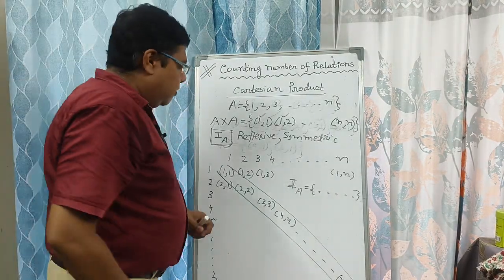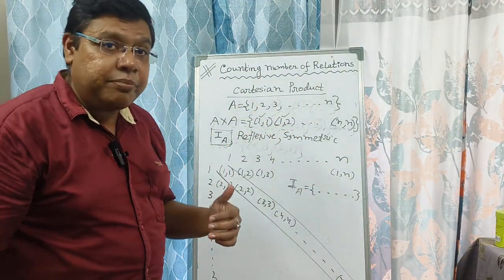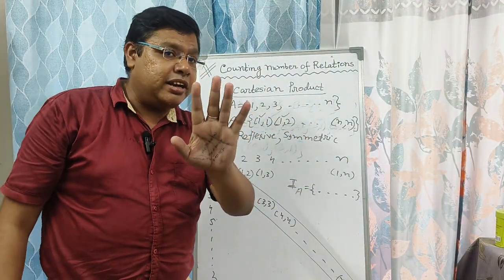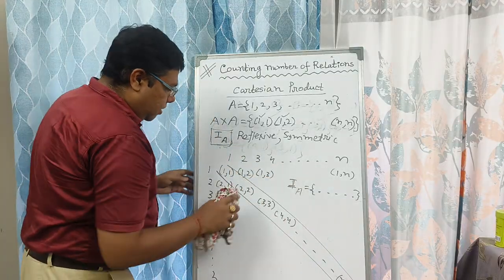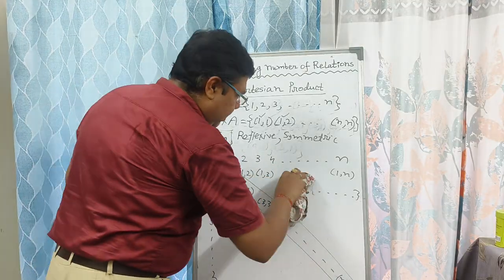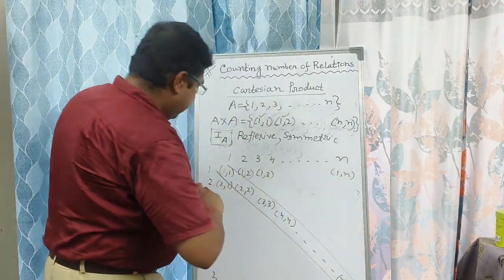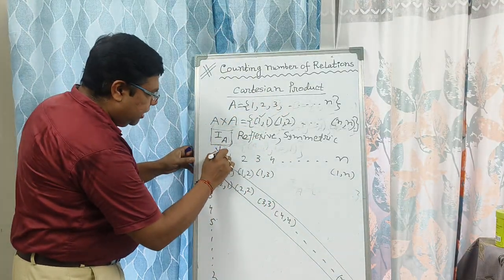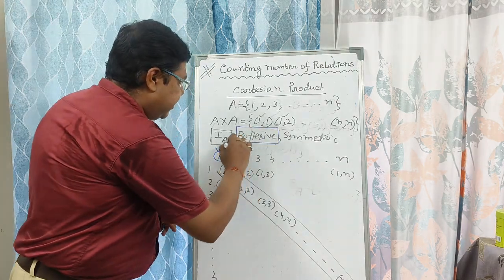Okay. Now, here again I am repeating, only one identity relation possible. Now you see what is happening. So identity relation, how many possible? Only one. Okay. Now let's focus on the reflexive.